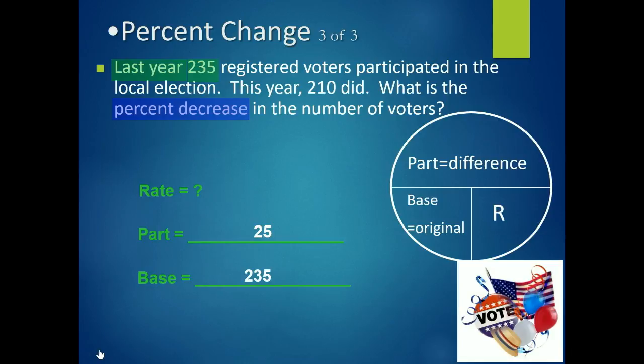And to solve for rate, we will take part divided by base, difference divided by original, which results in 10.6% for the percent decrease in voters.